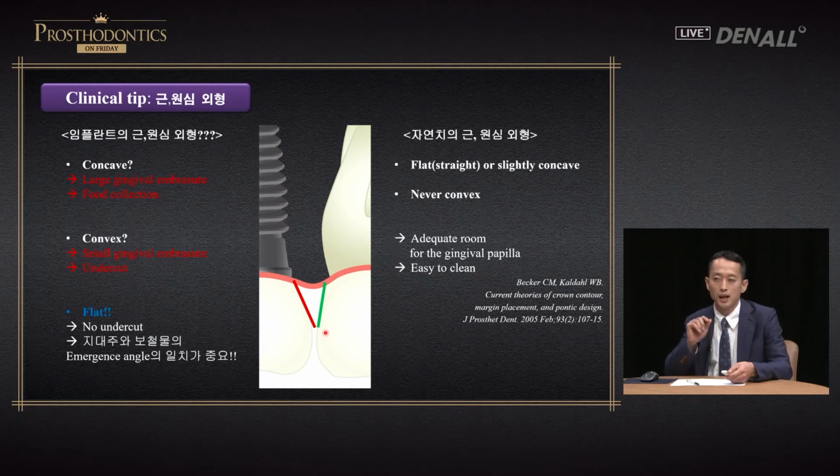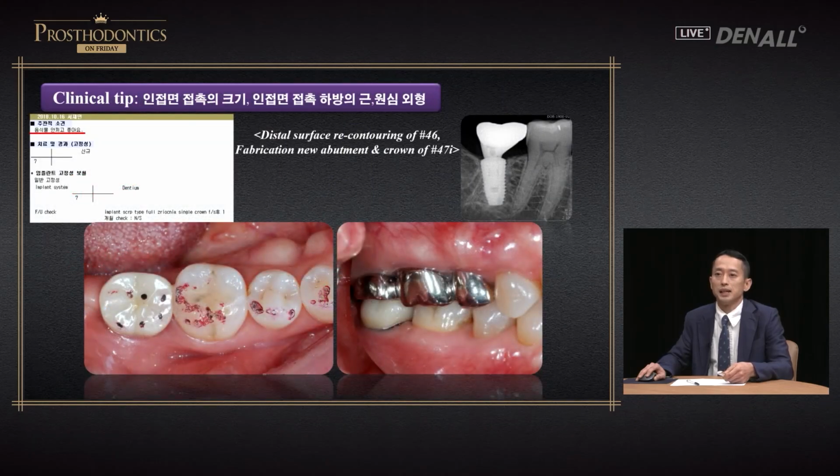As mentioned, implant diameter is smaller than that of natural tooth, so basically the gingival embrasure becomes bigger because the proximal contact becomes more horizontal. You need to explain this to your patient so that patient can accept the results.